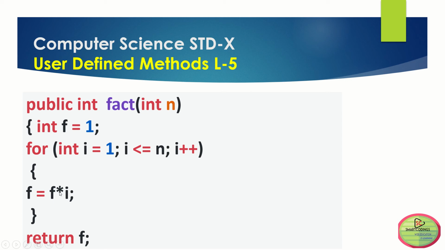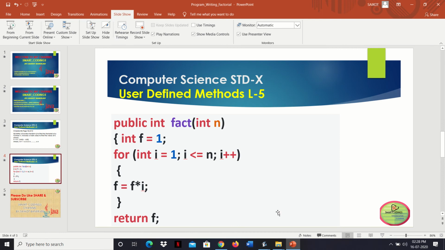f value is 1. 1 into 1 is 1. So f value is 1 here. Now again i plus plus, 2. 2 less than or equal to 5. Like this it will continue till 5. Once this condition is false, it will go outside the loop block. This is the factorial method. So without wasting much time, students, I'll be demonstrating how to write this code. Let us switch to BlueJ first.